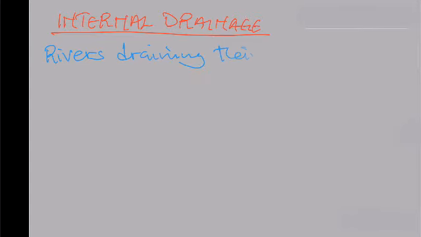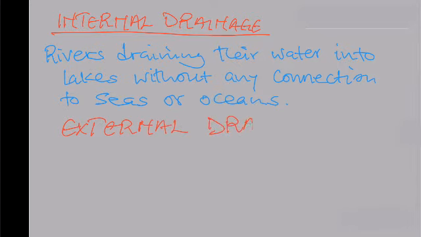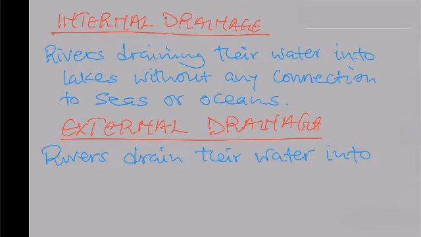Now we have two types of drainage. Drainage can be external or drainage can be internal. Now let's look at internal drainage. This is where rivers drain their water into lakes which have no connection whatsoever with either seas or oceans. So these rivers drain their water into lakes, not any ocean or any sea. That is what we call an internal drainage. External drainage is where rivers drain their water into oceans and seas.